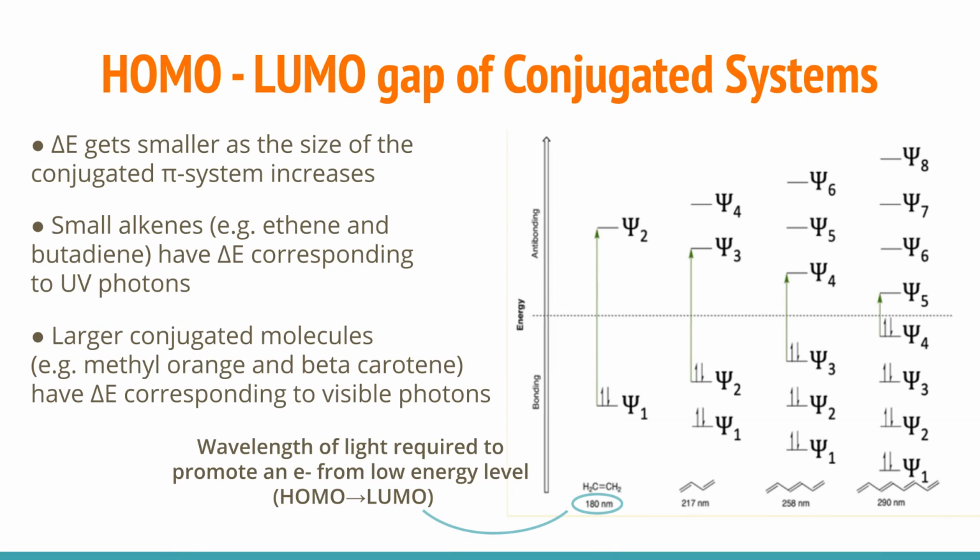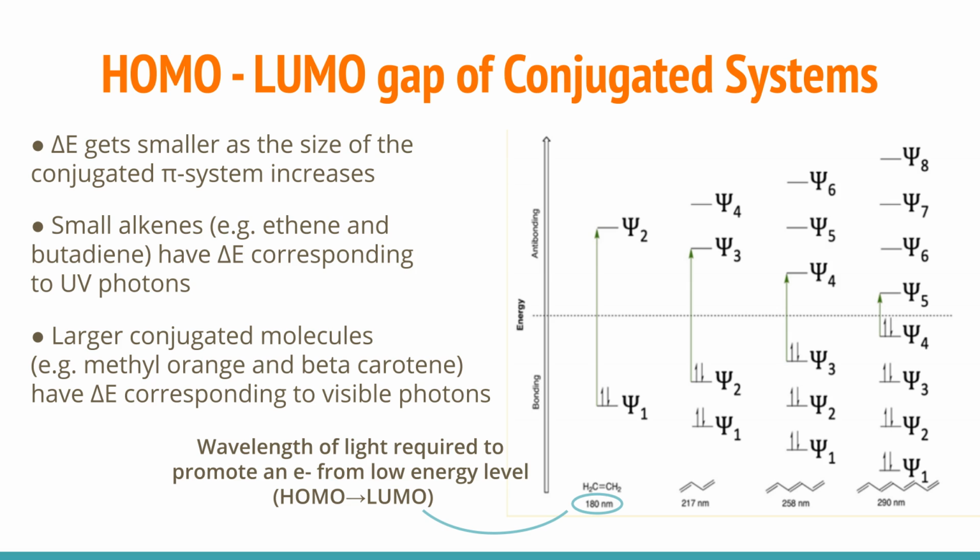As you can see on the diagram, the conjugated system is increasing in size from left to right. The HOMO-LUMO gap decreases as the size of the conjugated pi system increases. The wavelength of these increasing conjugated systems also increases, meaning the energy required to excite an electron from ground state decreases.